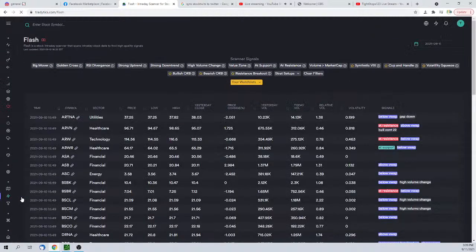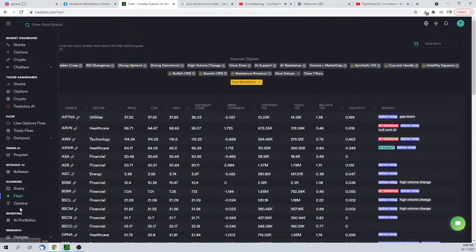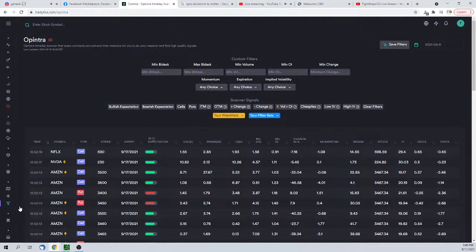Flash, I don't use this at all. Another intraday scanner that scans intraday stock data to find high quality signals. It pretty much looks the same as the last one, but this must be with options. I don't use that, Flash. Don't use this either.